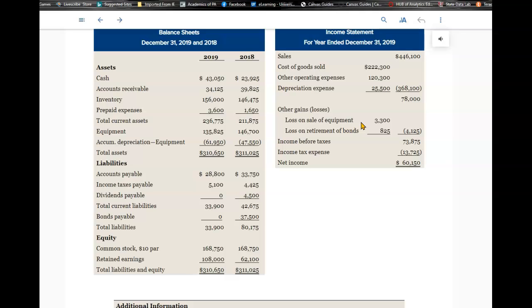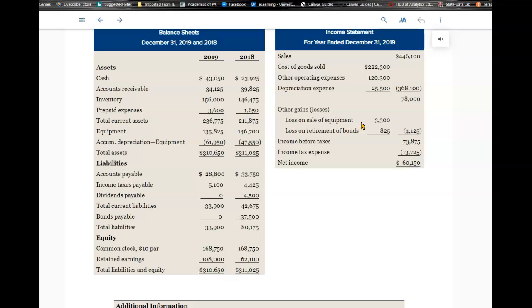Also, the loss on retirement of bonds, same issue. It is a non-cash transaction, and since it's a loss, it is reducing net income. So to get back towards a cash basis figure, you're going to have to add that $825 back into net income. So then what else are we going to have to look for? Well, we're going to be looking at some changes in some accounts. So we're going to look at changes in current assets and current liabilities, because that's what we're concerned about when it comes to the operating section.